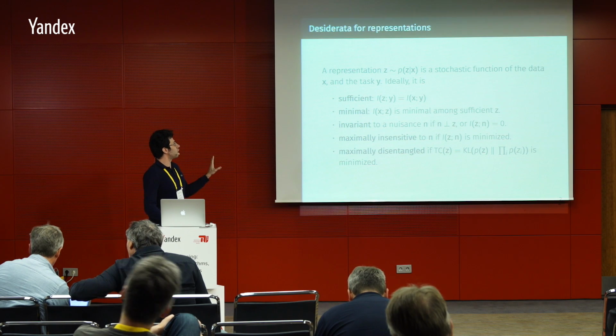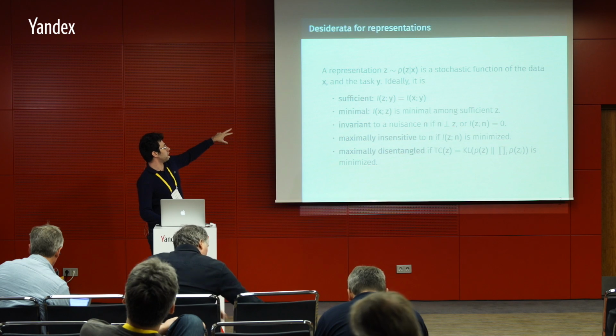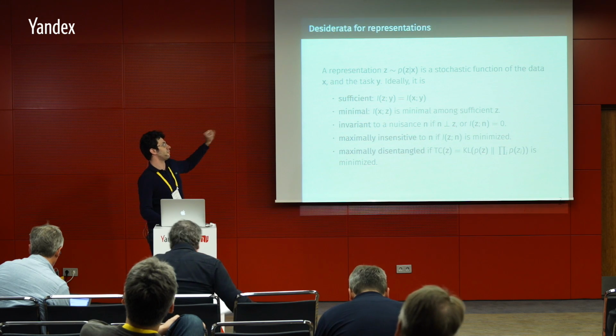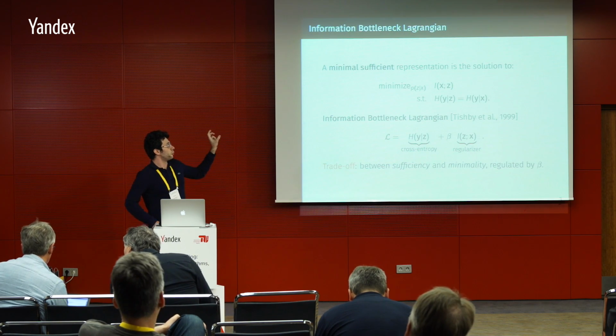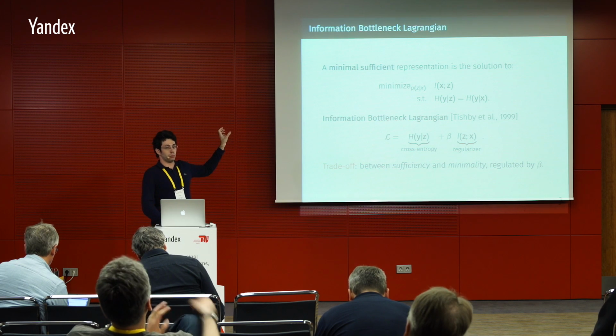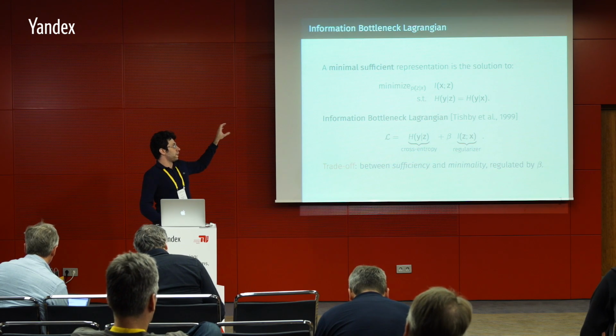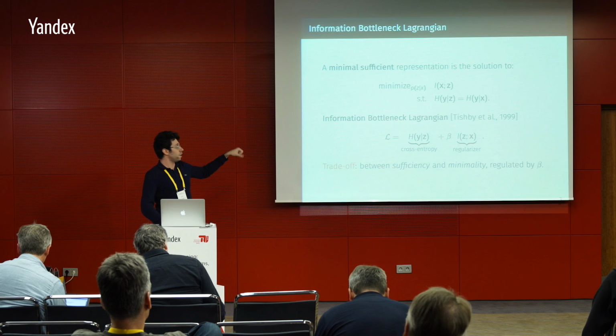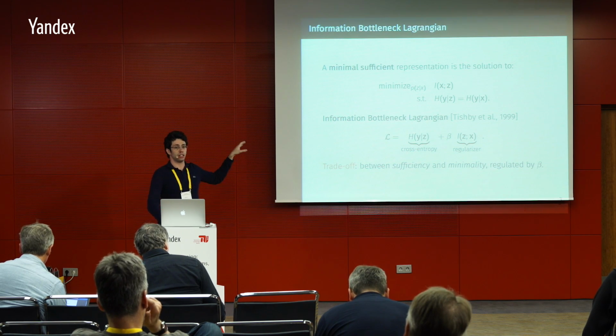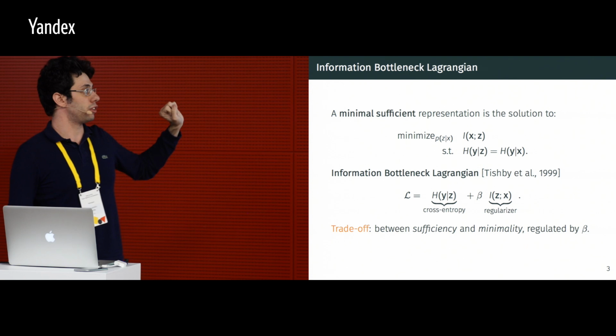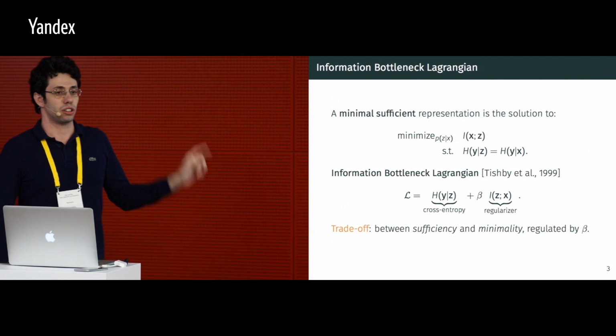OK, great. So let's concentrate at the beginning only on sufficiency and minimality of the representation. We can rewrite it as a simple constrained optimization problem. And if we write down the corresponding Lagrangian, which is called the information bottleneck Lagrangian after the work of Tishby, we get this loss function.